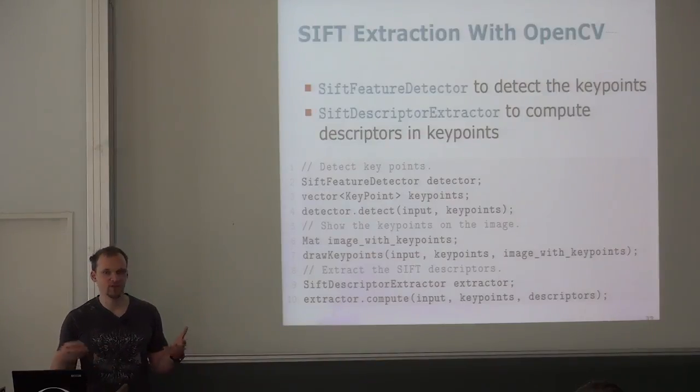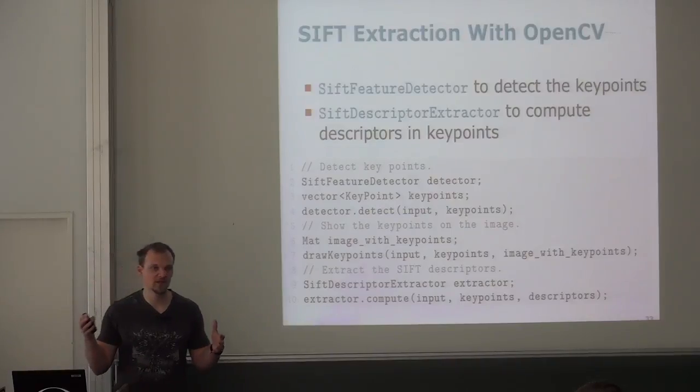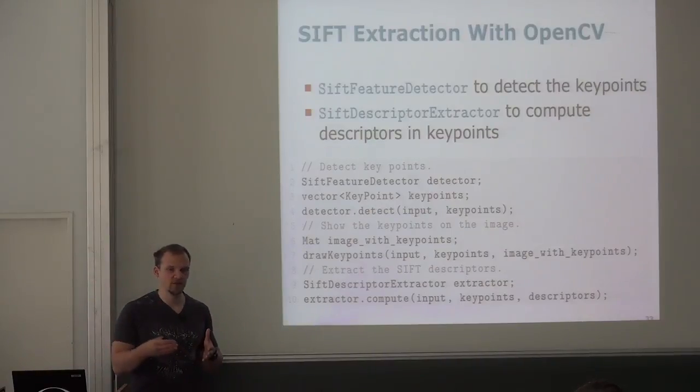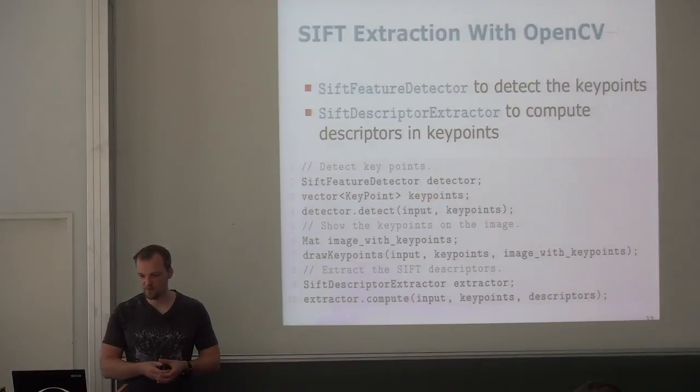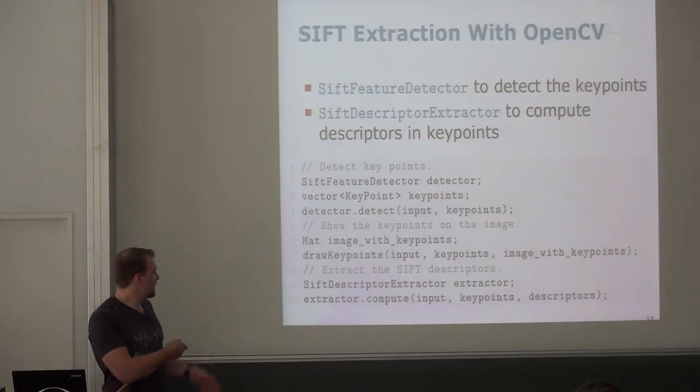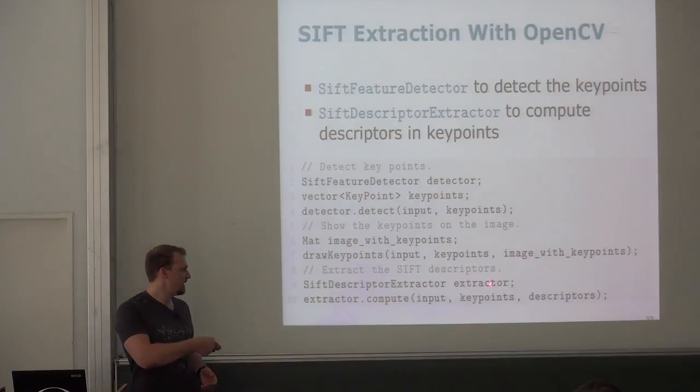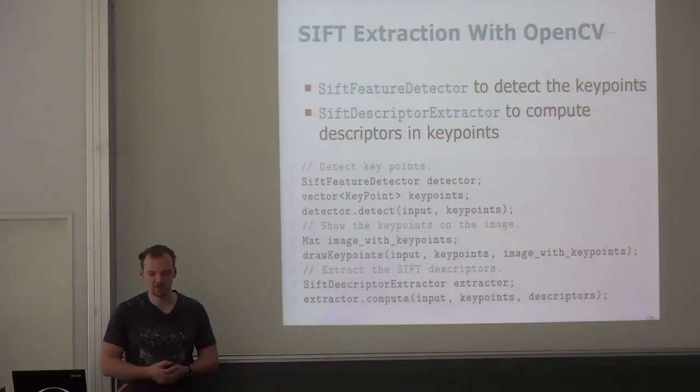The key points are just the points of interest. They are basically where there are corners in the image and so on. So whenever you have those, you can detect those as points of interest, and then you can draw them on an image, and you can extract descriptors from the key points with the SIFT descriptor extractor.